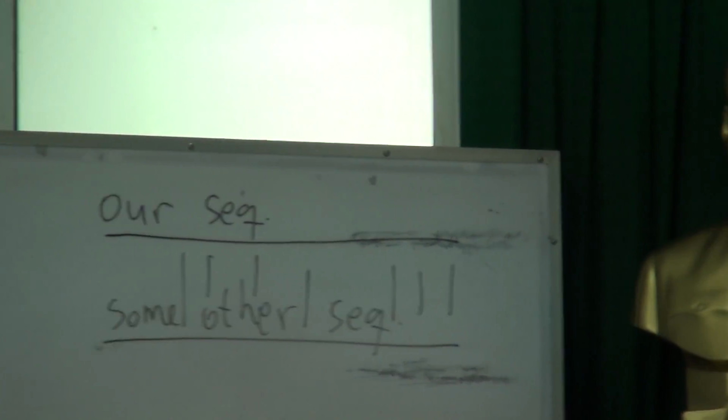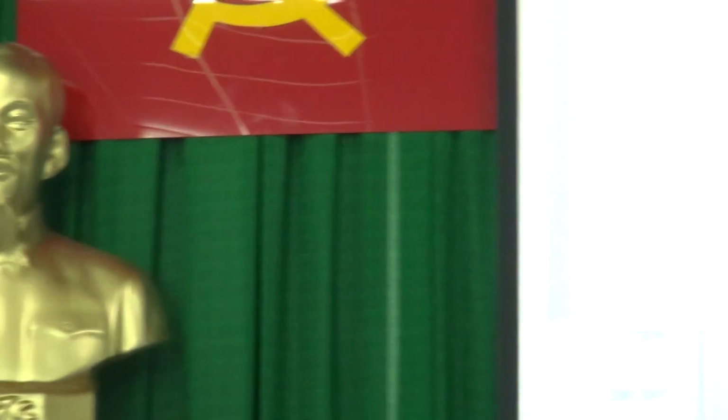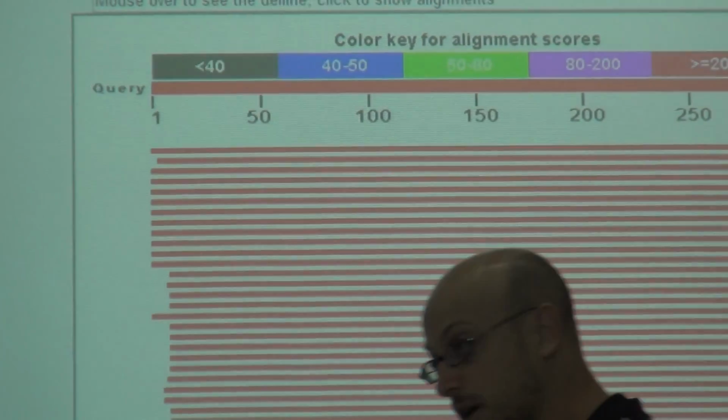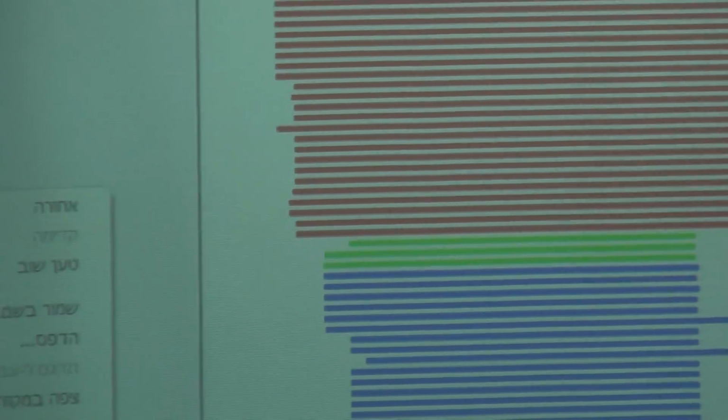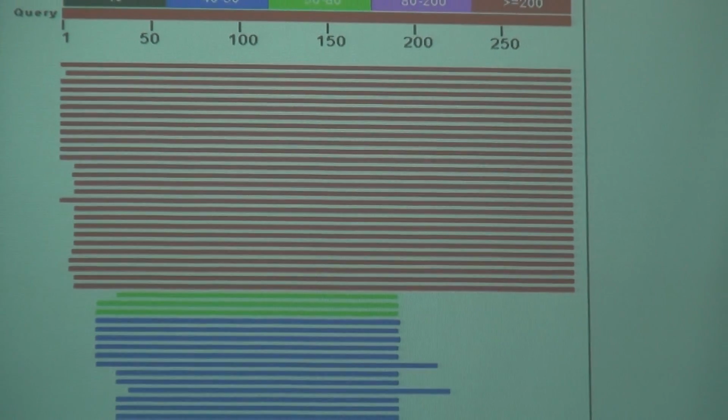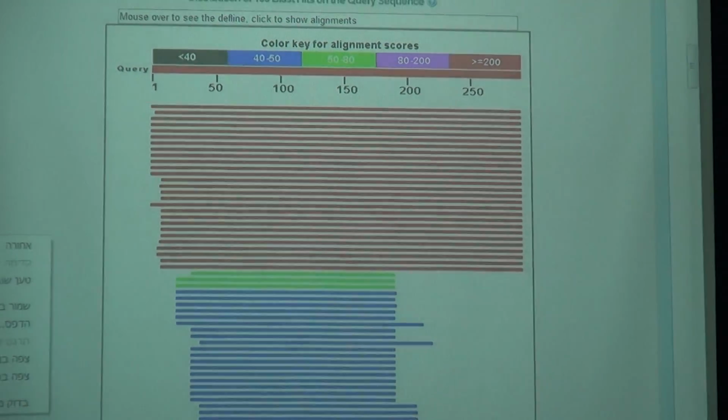If they have a lot of matches, that means that they are similar, they look the same. So they are probably from the same group, or they do the same thing. If they have a lot of mismatches, then they're not the same.